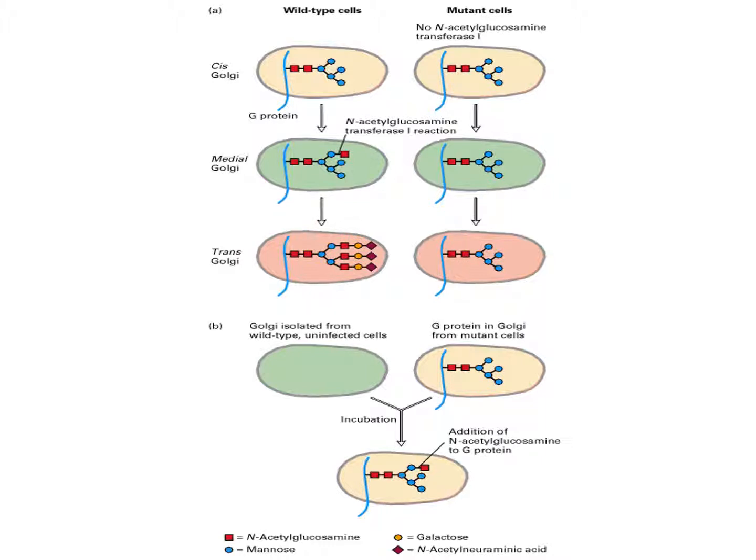Okay, so they now knew that there was a transport that they could look from a cis to a medial to a trans. They could now follow that. If the G protein didn't get the NAG, the process wouldn't work.